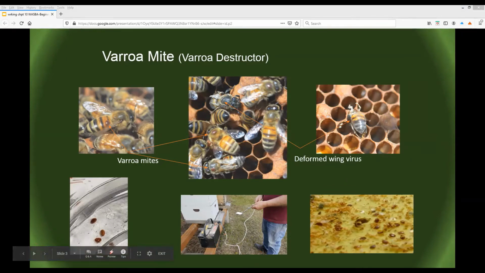Other methods that you can try are using a screen bottom board, so there's more ventilation, and making splits with no brood in them. And I'm going to have to ask Mary on this one. I wasn't sure what they're referring to. It says natural method drone comb.